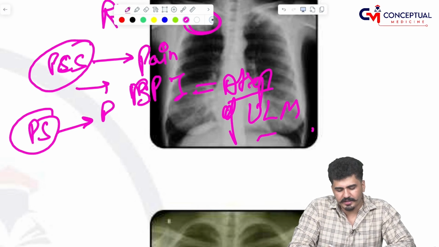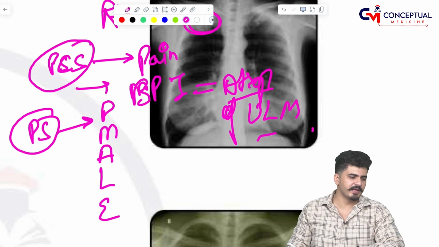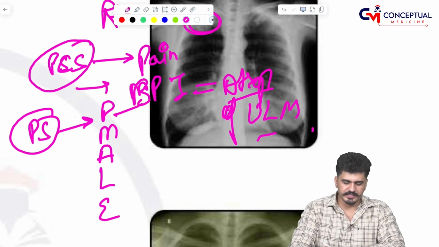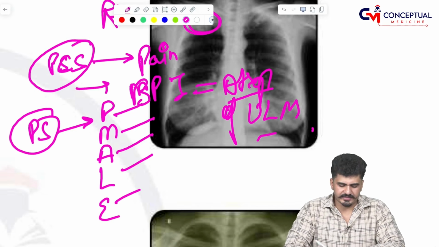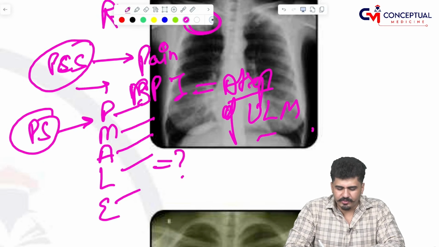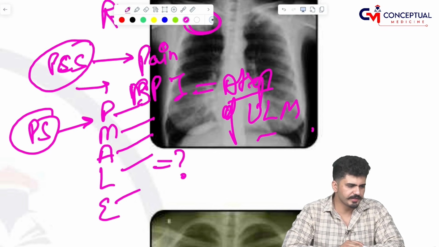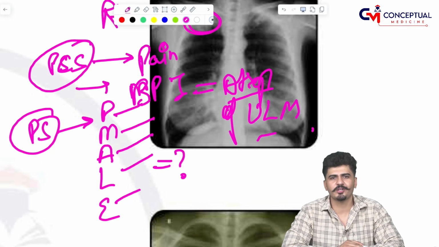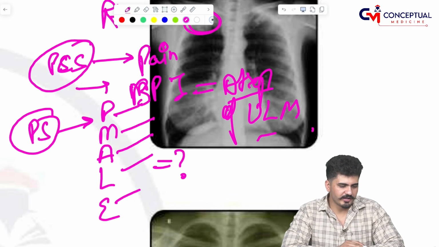Sir, you had told a mnemonic. What is this, my dear friends? Ptosis, miosis, anhidrosis, loss of ciliospinal reflex and enophthalmos. Sir, what test are we going to do to check this syndrome? Horner syndrome. Can you tell me, in Horner syndrome, which test are we going to do? I taught you in pharmacology itself, sir.